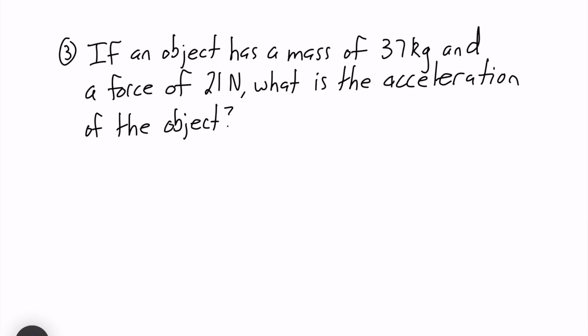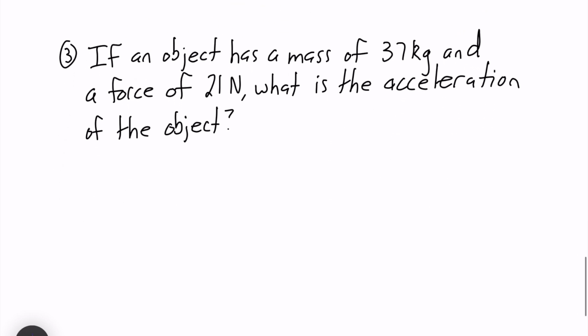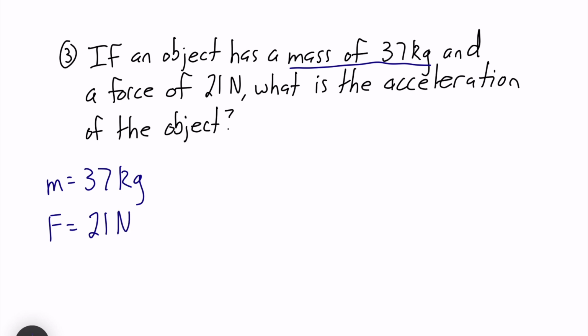It says, if an object has a mass of 37 kilograms and a force of 21 newtons, what is the acceleration of the object? So again, what do we know from this question? We will know our mass. So it has a mass of 37 kilograms, and we also know the force as 21 newtons, and we are looking for the acceleration on this one.